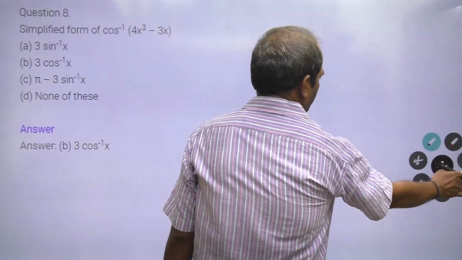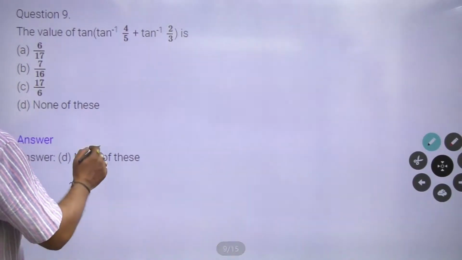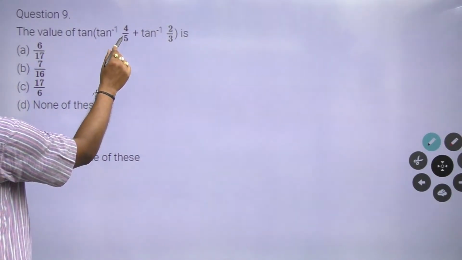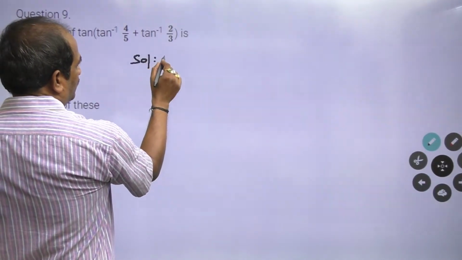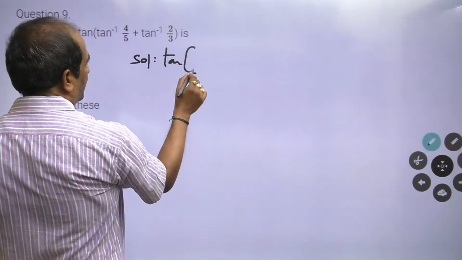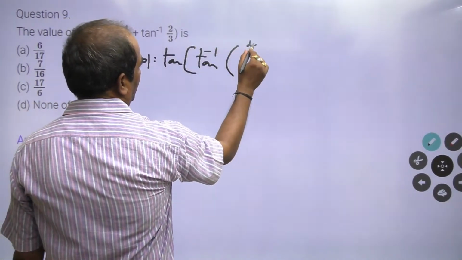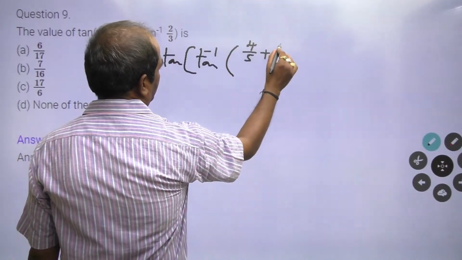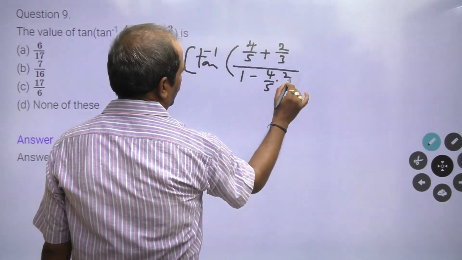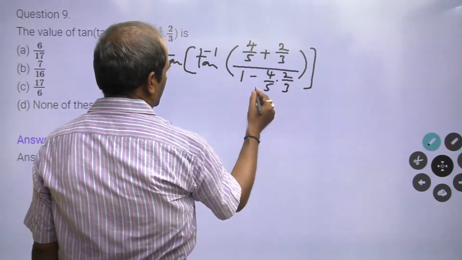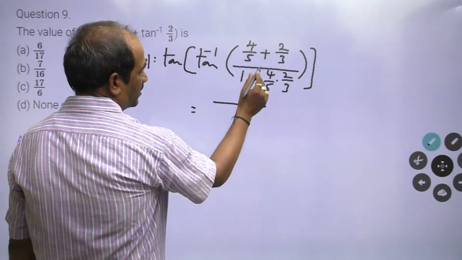In this next problem, find the value of tan inverse 4 by 5 plus tan inverse of 2 by 3. In the solution, use the formula for tan inverse x plus tan inverse y. That is tan inverse of x plus y by 1 minus xy, where x is 4 by 5 and y is 2 by 3, so 4 by 5 plus 2 by 3 whole by 1 minus 4 by 5 into 2 by 3. Tan of tan inverse x is x. Take the LCM, which is 15.